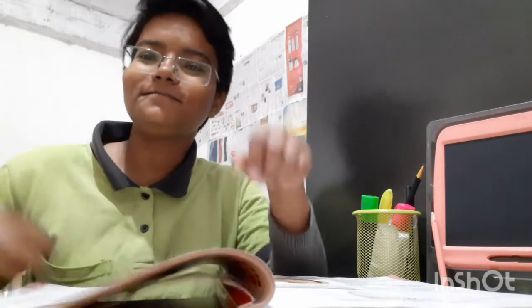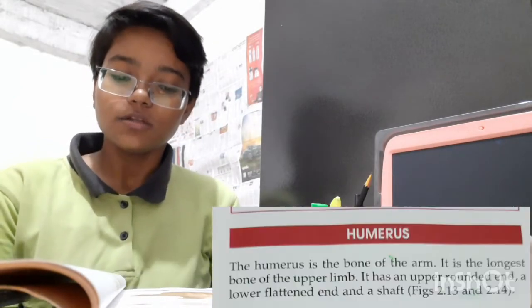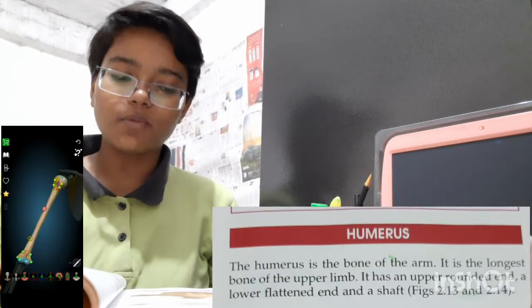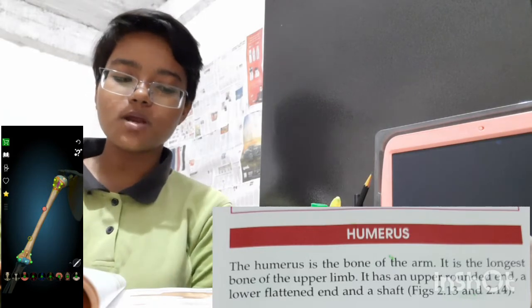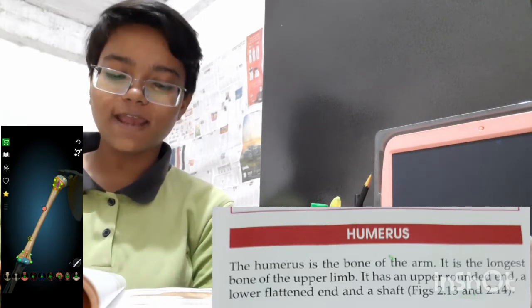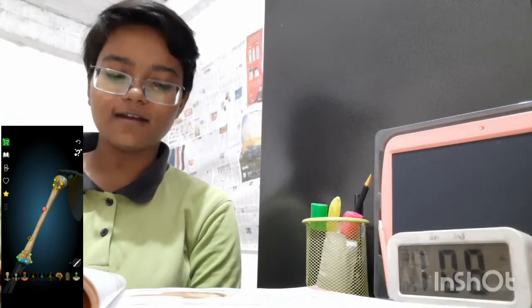So thanks. Hello friends, now I am going to read humerus. The humerus is the bone of the arm. It is the longest bone of the upper limb. It has an upper rounded end and a lower flattened end and a shaft.